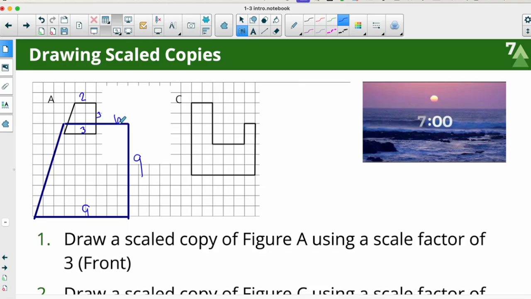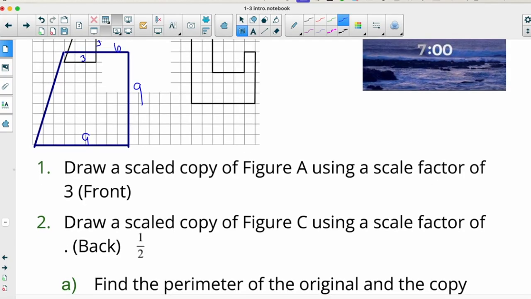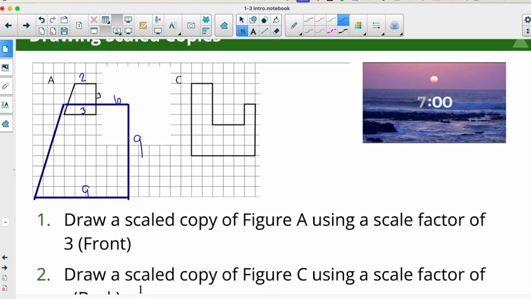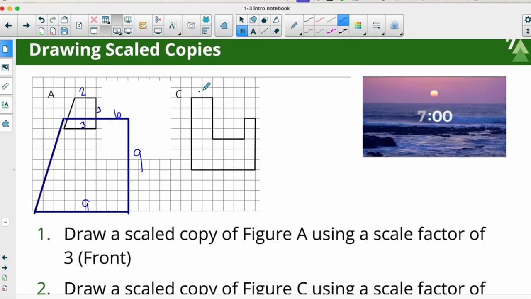For the next one, it wanted us to draw C using a scale factor of 1/2. So this is 2. Here we have 4. This is 3, 2, 1, 5, 6, and 7. So I'm going to take half of each of those numbers.